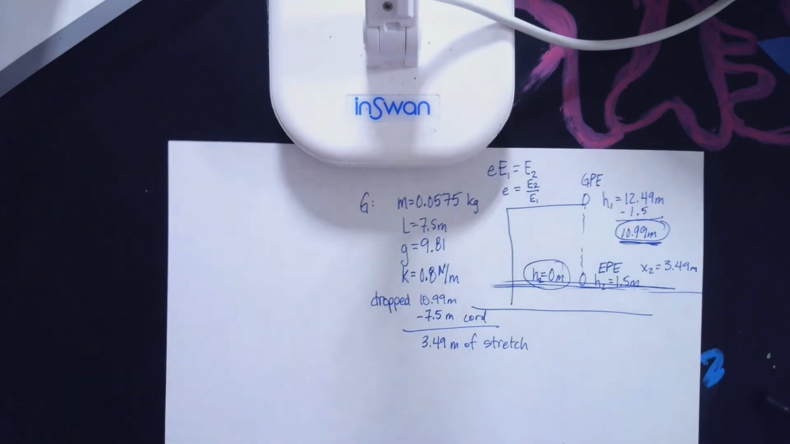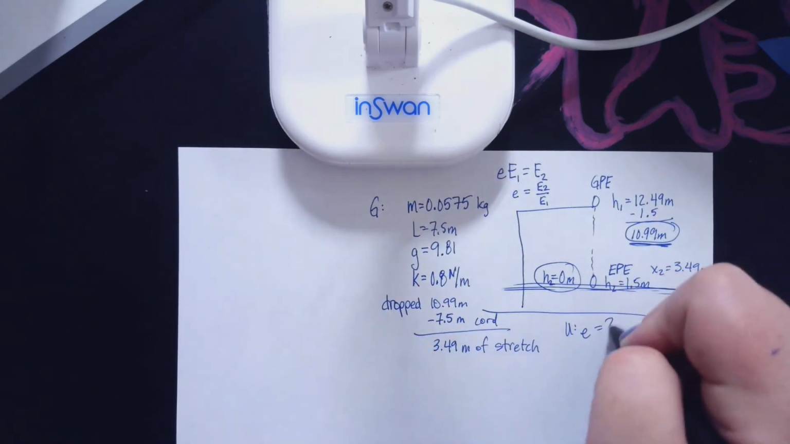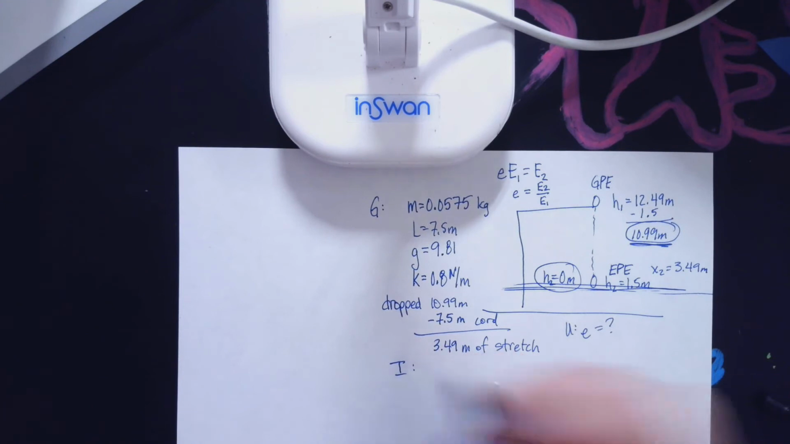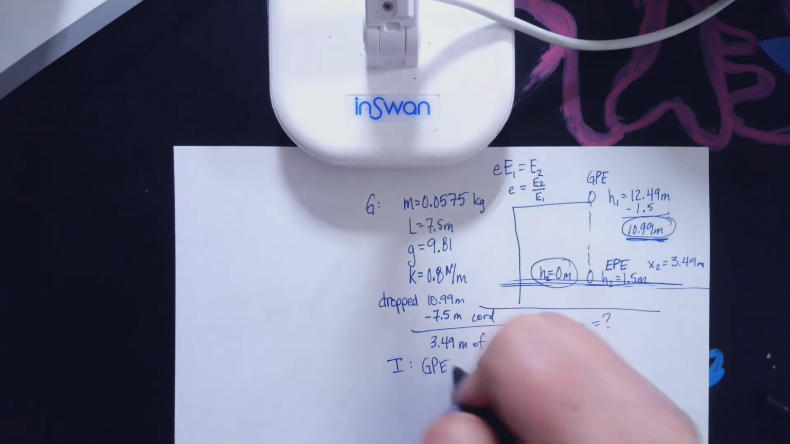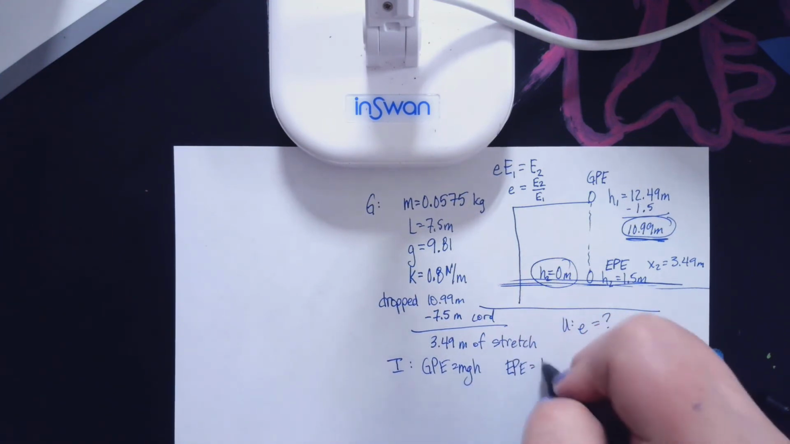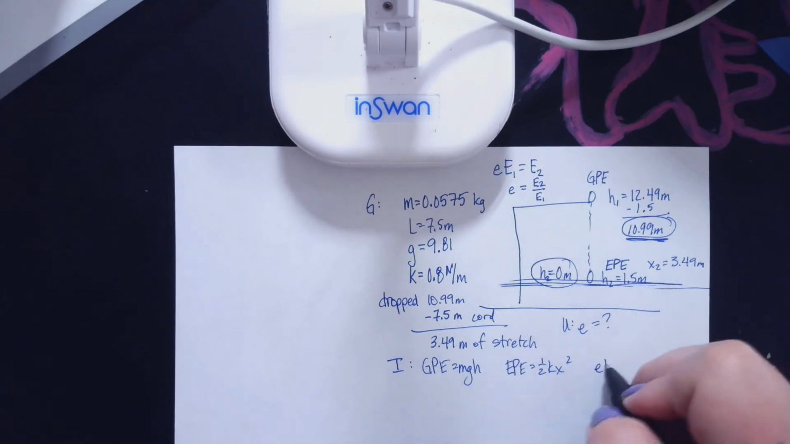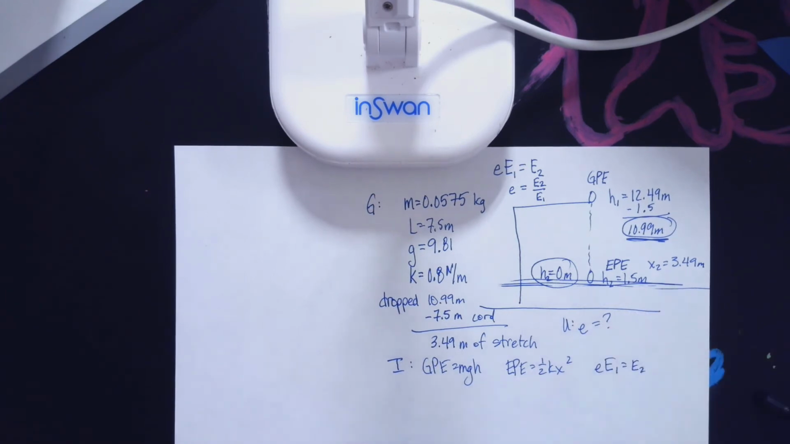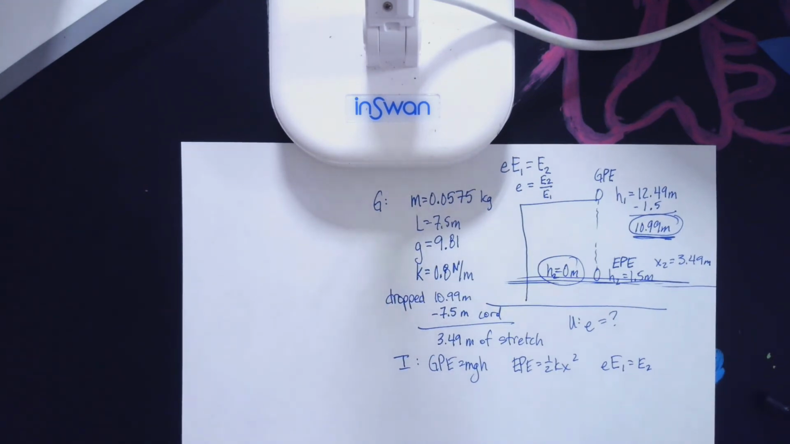So this is actually the G of GUESS. Our unknown is our efficiency. And we're going to use the following formulas. We're going to use GPE equals mgh. We're going to use EPE is 1/2 kx squared. And we're going to use that little e times E1 equals E2. All right, so from there, I'm just going to plug in and calculate things.